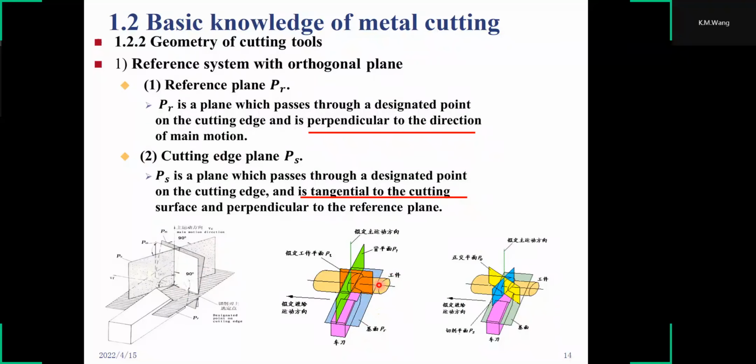The cutting edge plane is the plane which passes through the designated point on the cutting edge and is tangential to the cutting surface. In this picture, this is the cutting edge plane. This is tangential to the cutting surface and is perpendicular to the reference plane. So this blue plane is the cutting edge plane. Okay.